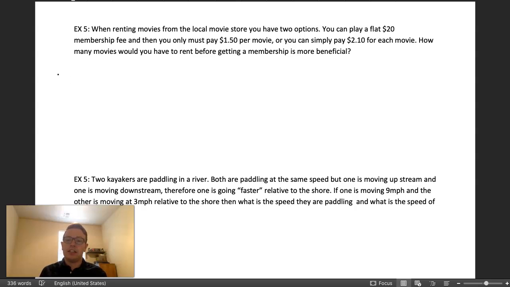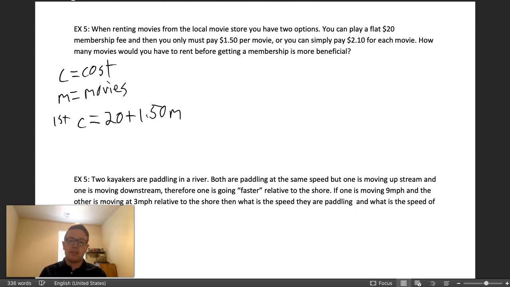Looking at these, it's clear that what's changing is our cost. And what is the cost changing based off? It's changing based off our number of movies we rent. So with our first option, the cost is going to be equal to $20 plus $1.50 per movie. For the second one, we have no membership fee, so there's no flat fee, but it costs $2.10 per movie.